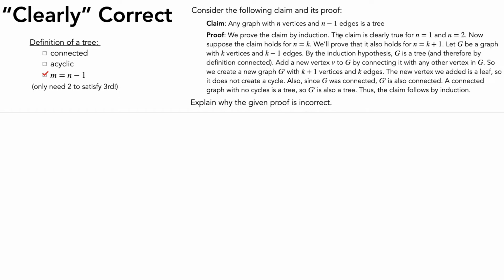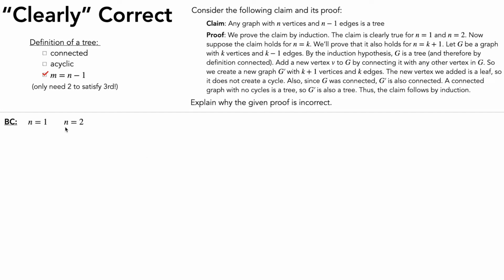Since the claim is wrong, we know there must be something going wrong in this proof. Let's go through this proof step by step. Proof. We prove the claim by induction. The claim is clearly true for n equals 1 and n equals 2. Alright, so they're going by induction. n equals 1 and n equals 2 are their base cases.